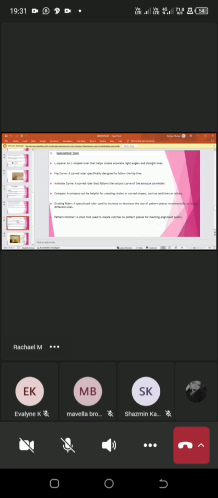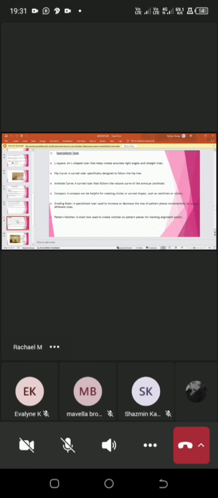We have the grading ruler that helps when you want to increase or decrease the size of the pattern. For example, if your garment or your pattern piece is size 12, if you want to decrease it to size 10, you're going to use the grading ruler. If you want to increase it to size 14, you're also going to use the grading ruler.